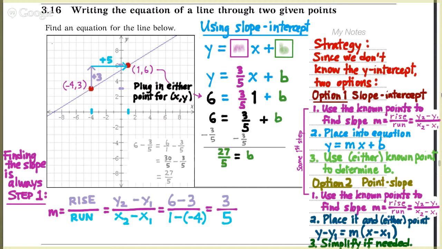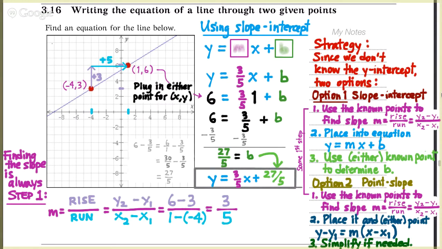Often a lot of students will stop right here, and I always take off points because the original question asks you, write down an equation for this line. Finding b was not the point. Finding y was the point. Y equals something, something, something, right? So if we want y equals mx plus b, we need to also put this value for b back into the equation and get y equals 3/5 x plus 27/5. There is a slope-intercept equation for this line.